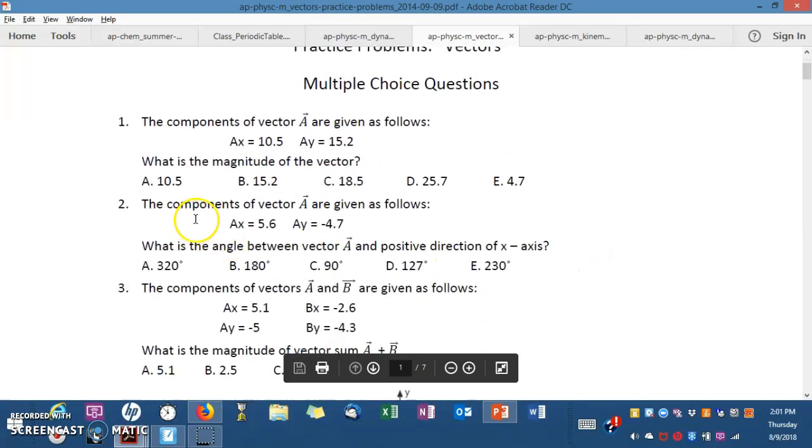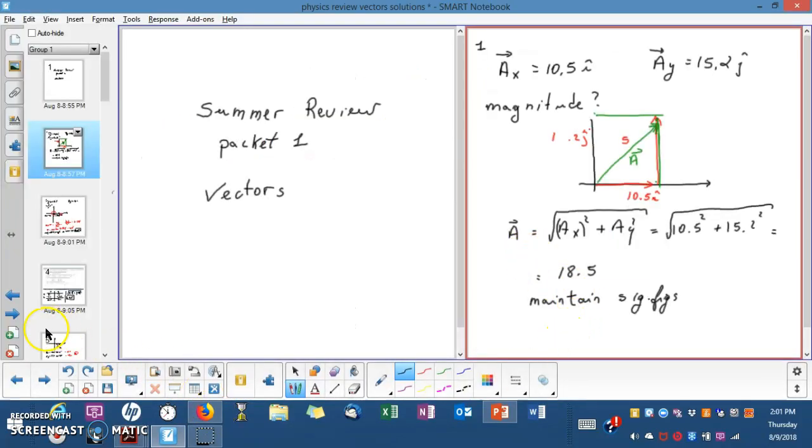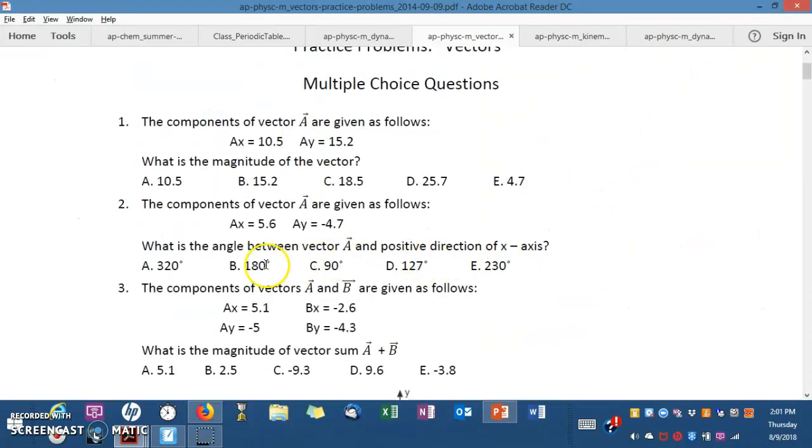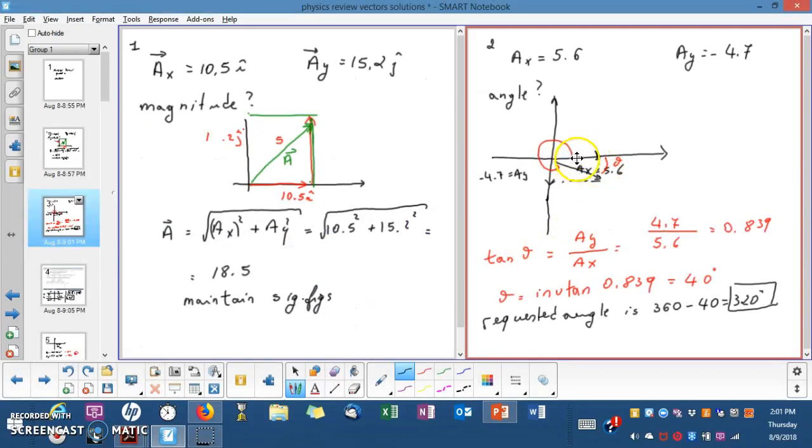Now for question number 2, again, you have components and they want to know this time the angle. So if you're looking for the angle, this is the problem. They are stating that they want to know the angle that goes from the positive x direction. So this is your positive x direction. If you draw those two components, which are the ones that they gave you, you see that your vector is down there. So the angle that they are inquiring about is going to be the big angle, which is the 360 minus this little angle there. So that's what I did.